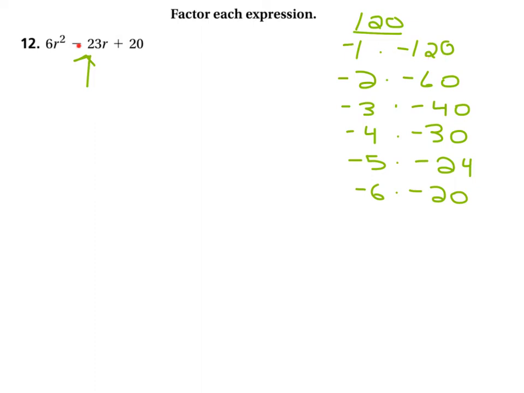This is 121, very far from this. 62, negative 62, closer. Negative 43, closer. Negative 34, closer. We're getting closer and closer. Now we're at negative 26. We're probably close. Okay, let's keep going.